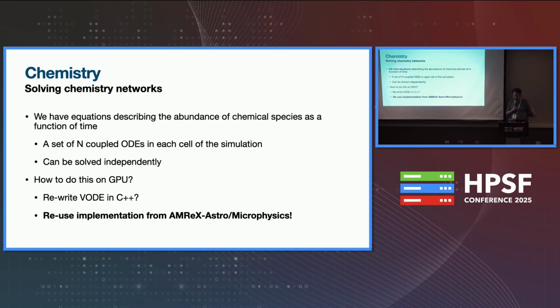One thing I want to talk about is solving chemistry networks. Unlike others, we use a different way of solving the chemistry, borrowed from Castro. We have a chemical network in each cell describing the abundance of chemical species as a function of time. This is like the fraction of ionized hydrogen, neutral hydrogen, molecular hydrogen in each cell, and potentially many more species depending on how detailed of a model we care about. So it's a set of n coupled ODEs in each cell, but each cell is independent. And we operator split. So do we rewrite VODE?